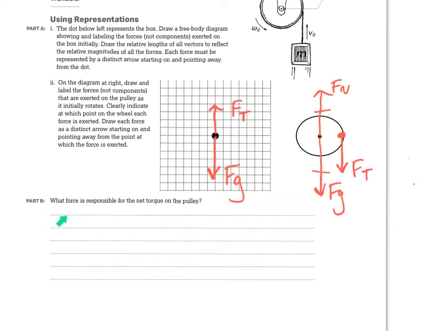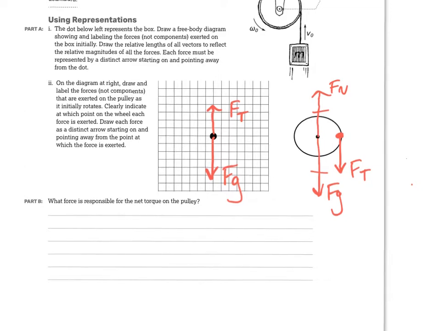So in this space down here in part B, what force is responsible for the net torque on the pulley? The only force that is away from the pivot point is tension, so tension has to be the answer. In that space you might indicate that the force of gravity and normal don't apply torque because they have zero distance away from the pivot point.